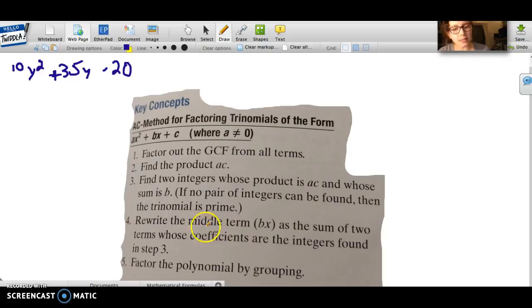And then rewrite the middle term, bx, as the sum of two terms whose coefficients are the integers found in step 3. We'll go over all this. And factor the polynomial by grouping. So the first thing that we want to do, we're going to use this as an example.